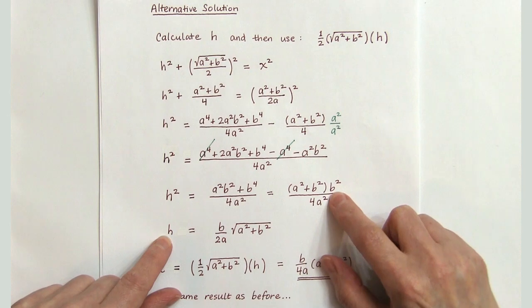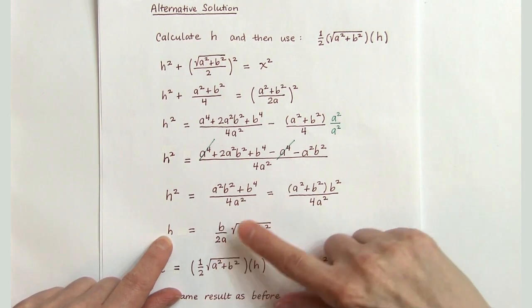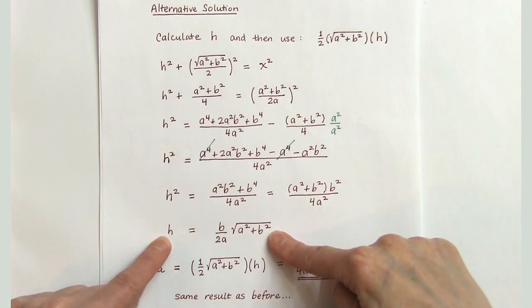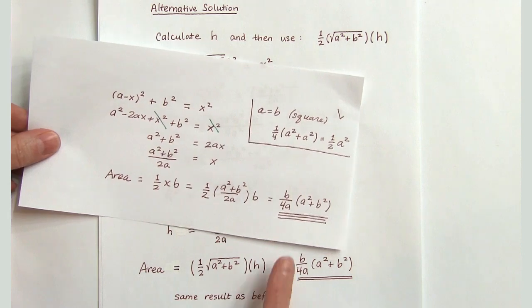because the square root of b squared is b, and the square root of 4a squared is 2a, and this becomes the square root of a squared plus b squared. And I found h. And so my area is this quantity here, and so when I take my h and multiply by 1/2 square root of a squared plus b squared, I get the same answer as before. b over 4a times the quantity a squared plus b squared. So same answer as before.